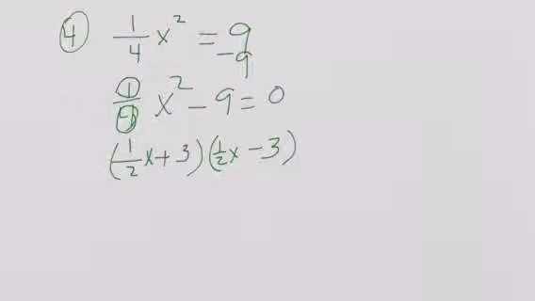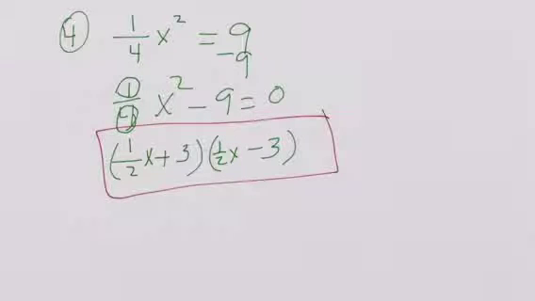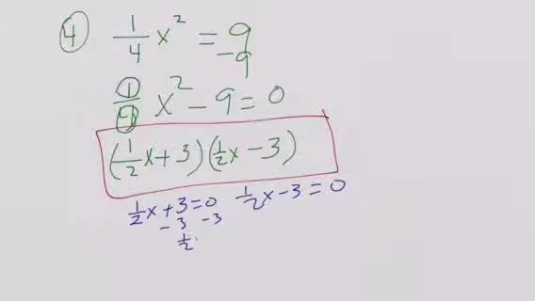Now, if I'm factoring, I stop right there. If I'm solving, I'm going to have 1/2 x plus 3 is equal to 0, and 1/2 x minus 3 is equal to 0. I'm going to zero pair out my 3. 1/2 x is equal to negative 3.